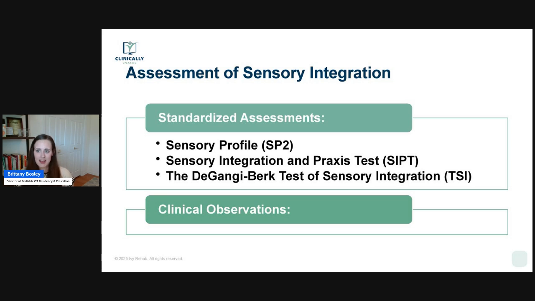And here's a quick slide of some of the assessments that you can utilize in the outpatient setting when looking at sensory integration. While we do have a few standardized assessments, such as the Sensory Profile 2, the Sensory Integration and Praxis Test, and the TSI, clinical observation continues to be the main source of assessment for children with sensory integration difficulties.